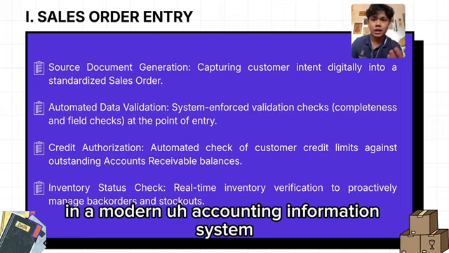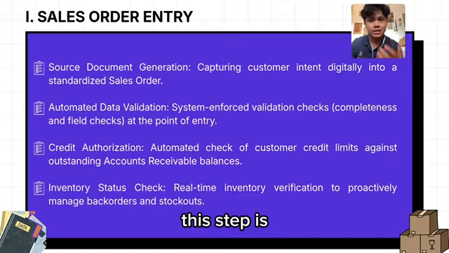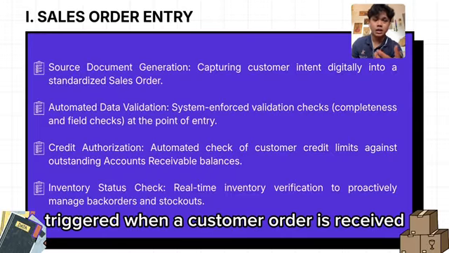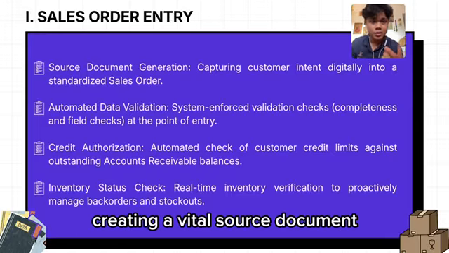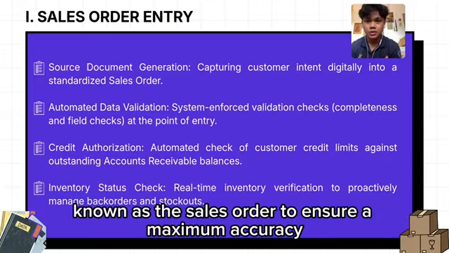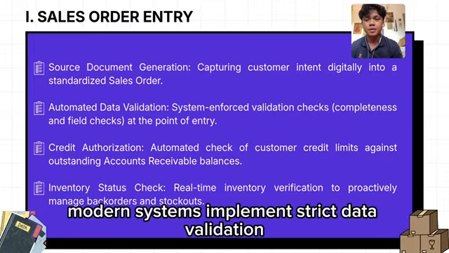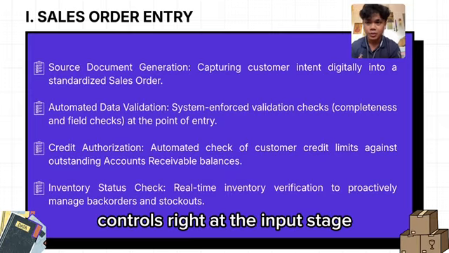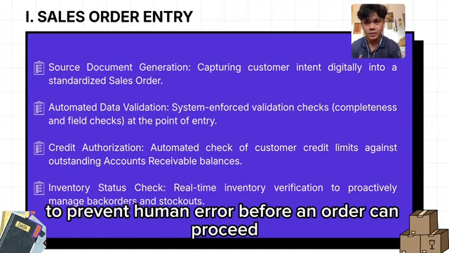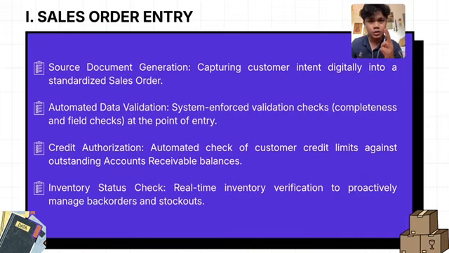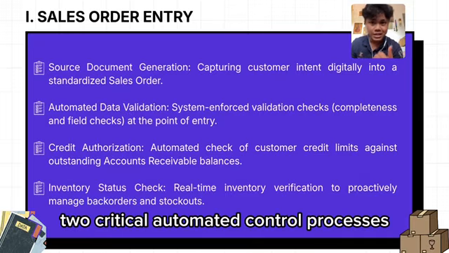In a modern accounting information system, this step is triggered when a customer order is received, creating a vital source document known as the sales order. To ensure maximum accuracy, modern systems implement strict data validation controls right at the input stage to prevent human error. Before an order can proceed, the system executes two critical automated control processes.